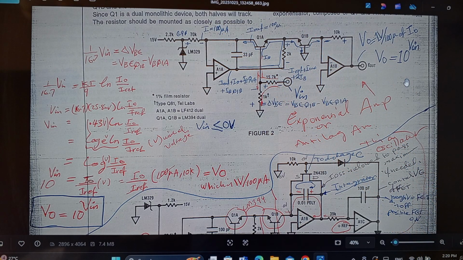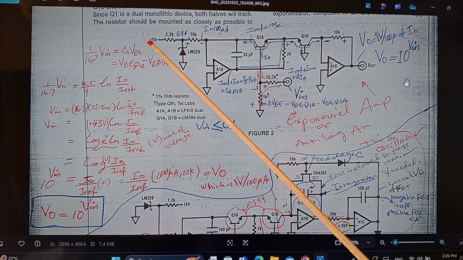And that will give you a current of about 3 times that one in there. I believe it will be about 320 microamps. And that in turn will give you a Vout of about 3.2 volts, which is the square root of 10, or 10 raised to the power 0.5. Sometimes they call it an exponential amp or anti-log amp.